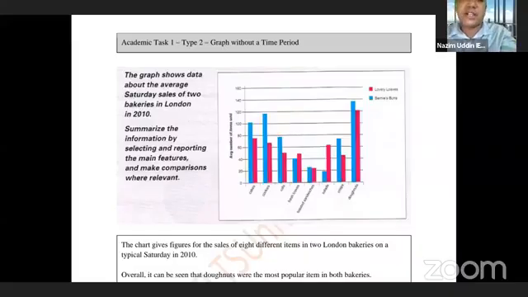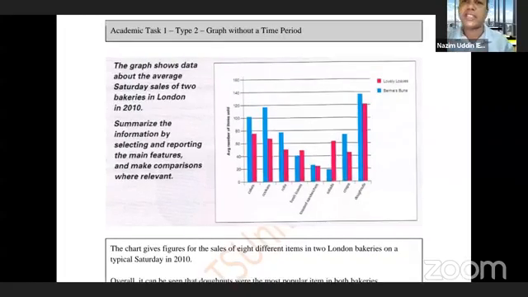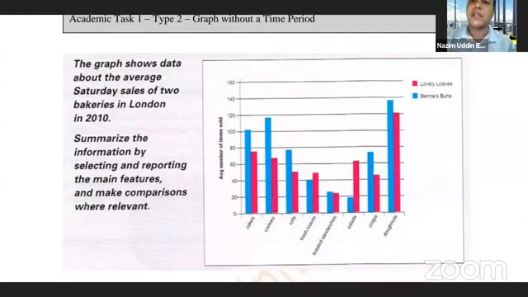This is an illustration and explanation about a bakery sale on Saturday in London, 2010. What we have to do is make a summary. Whatever you understand, before writing and before making the summary, we have to understand the figure well.